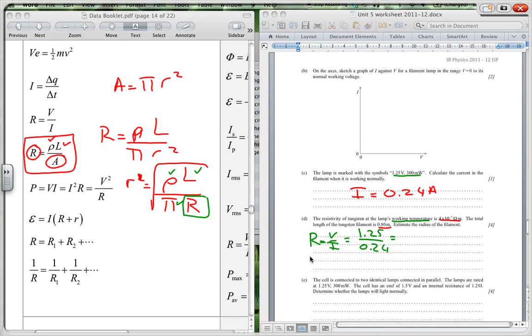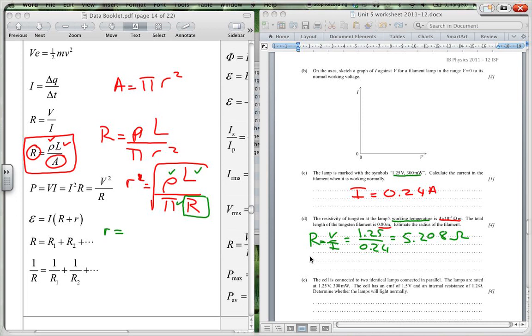1.25 divided by... and I get 5.208 ohms. Now that value is actually going to have to go into here. Let me come over here.